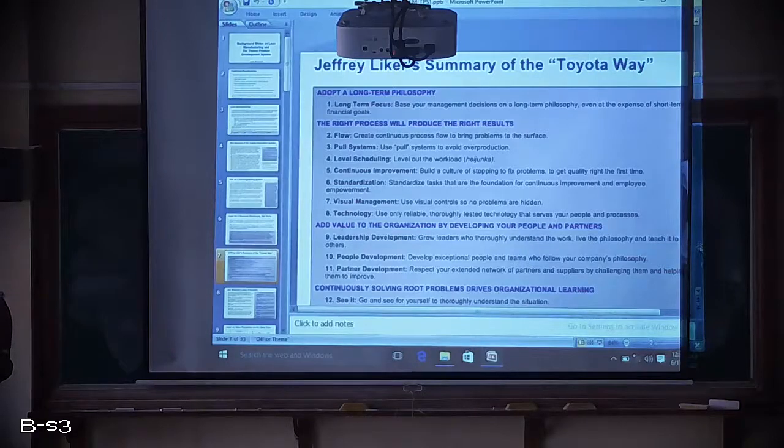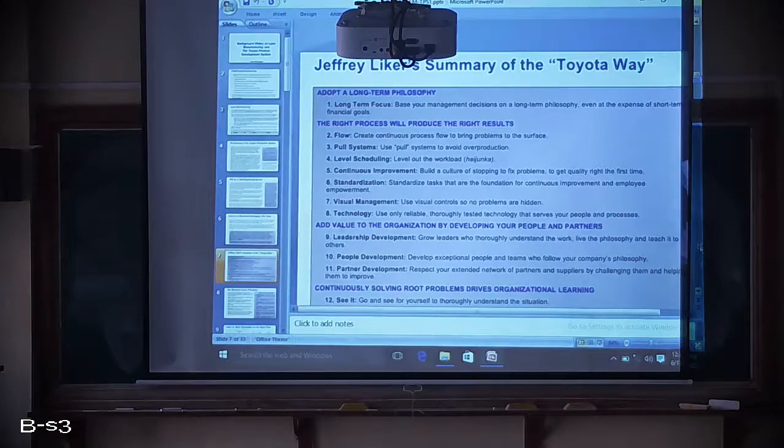And second, the flow. Create a continuous process flow to bring problems to the surface. Remember here, you should visualize the problem. Next, a pull system. To avoid overproduction, always go with the pull system, not a push system. Level scheduling. Always balance the load, level the workload, as in continuous improvement.